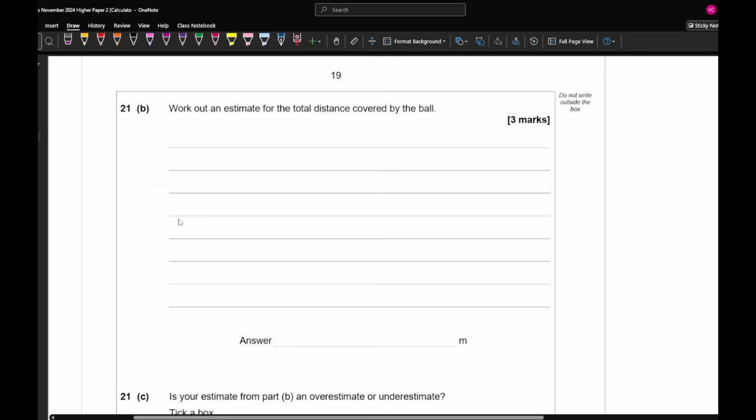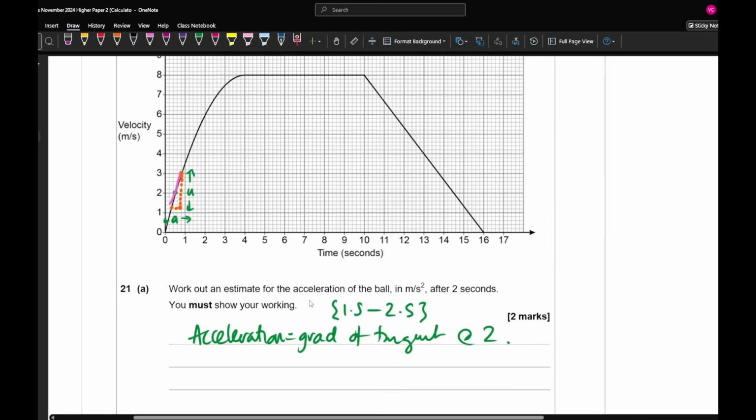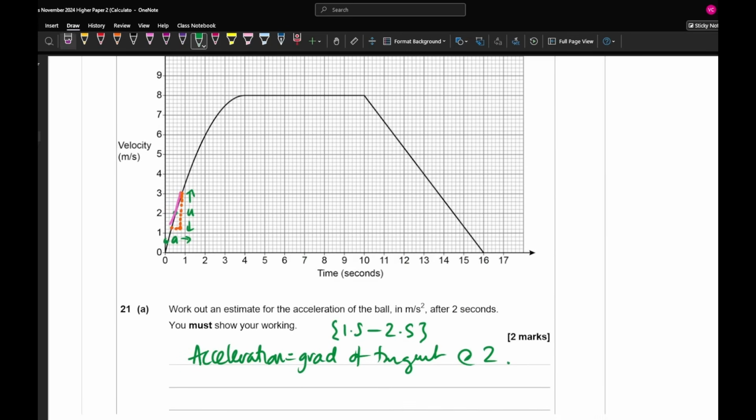Then for question 21b, it says work out the estimate of the total distance covered by the ball. Now the total distance in a velocity time graph is basically the area under the curve. So what I need to do is work out the area of everything under this line here. If I just get rid of this just for part B, then I split this graph up into 3 sections, and let's just draw a line from here to there.